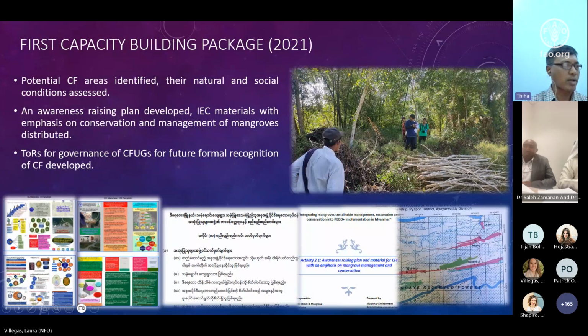In 2021, we launched our first capacity building package, which included identification of potential community forest area, as you can see on the right in the photo. We walked along the proposed boundary of the community forest and also assessed their natural and social conditions. Another one is the development of an awareness raising plan and distribution of information materials, emphasizing mangrove conservation and management, and development of terms of reference on governance for community forest user groups, which is to set the stage for the future formal recognition.